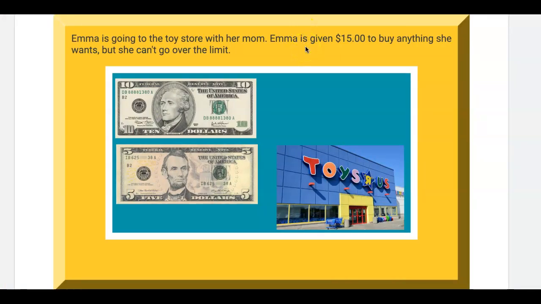So I'm starting off with the scenario. This is Emma. Emma's going to the toy store with her mom. Emma is given $15 to buy anything she wants, but she can't go over the limit.